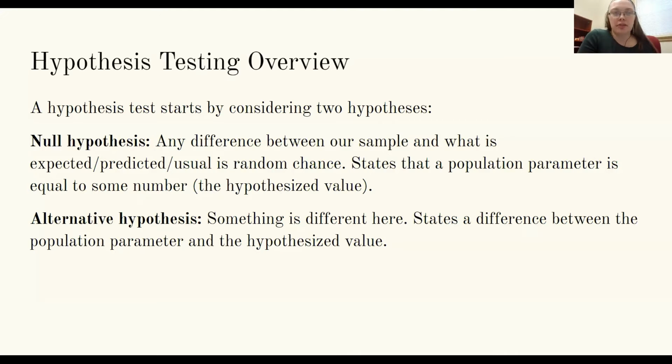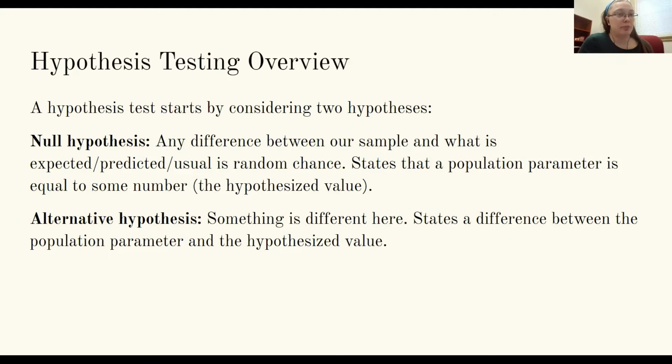So where it starts is considering two hypotheses, right? And they should be in contrast to each other. The null hypothesis is basically that any difference between our sample and a hypothesized value, something that's expected or predicted or the usual, is just random chance, right? So this will always look like our population parameter, so far the population proportion P, is equal to some other number.